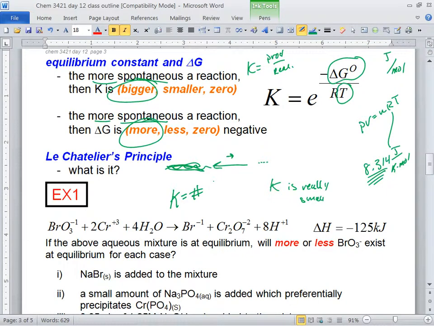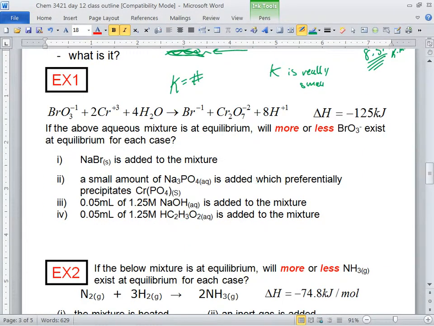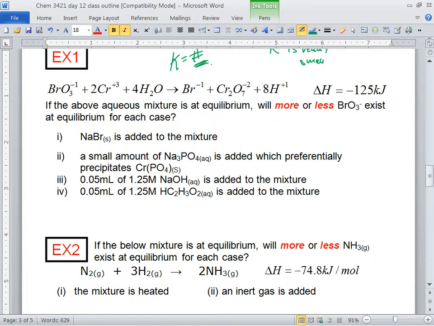Now, it's still dynamic, but all that means is the rate of formation of products is the same as the rate of formation of reactants. So the concentrations aren't changing anymore. But if you mess with it, like in this example, you're not getting K anymore. So if you don't get K, things have got to move around and shift.